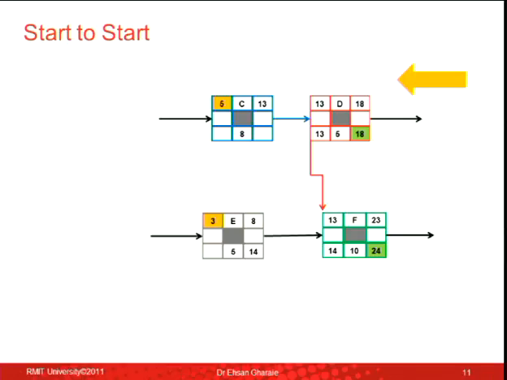And for activity E, it's just normal. There's only one arrow going backward. 14 goes there. 14 minus 5, 9. And for activity C, 13 goes there. 13 minus 8, 5. Any question?